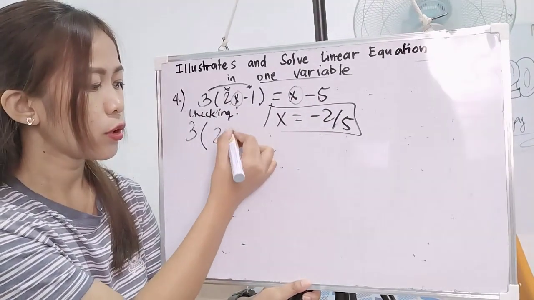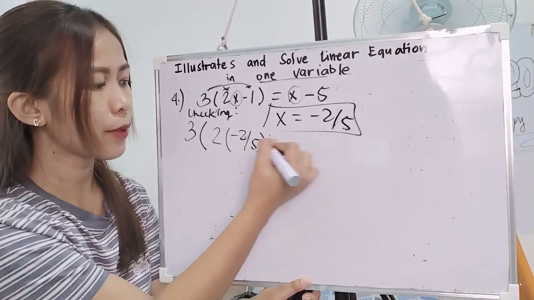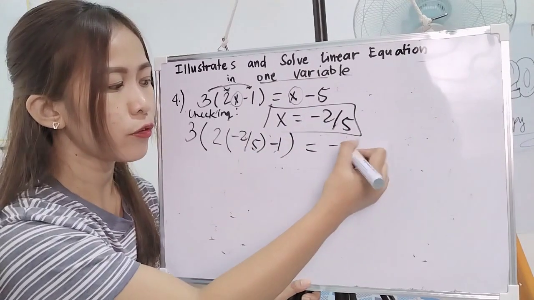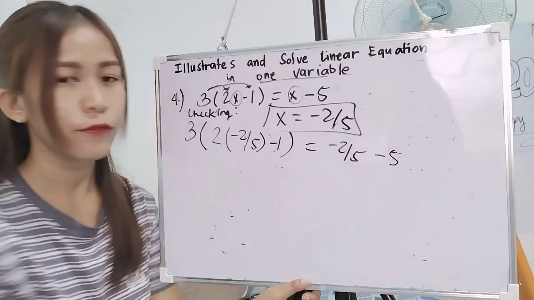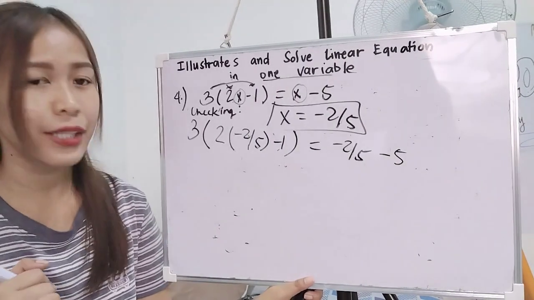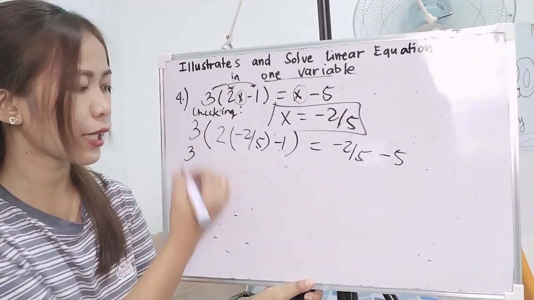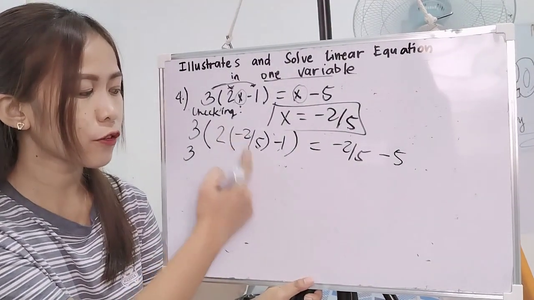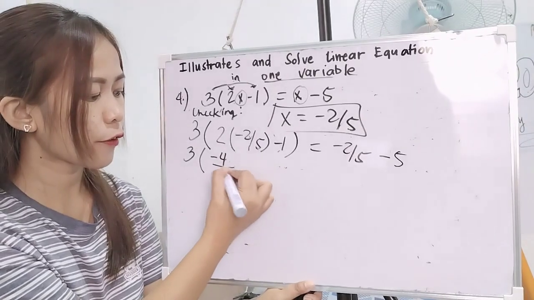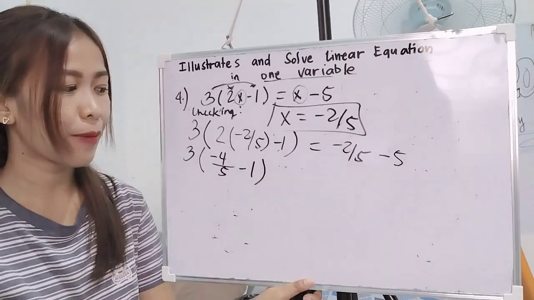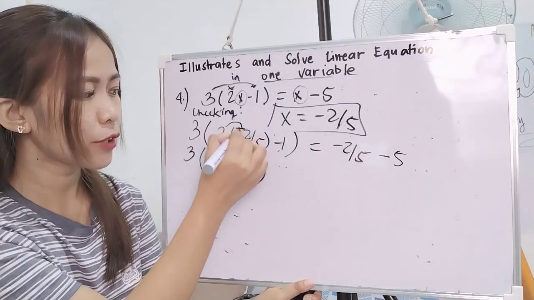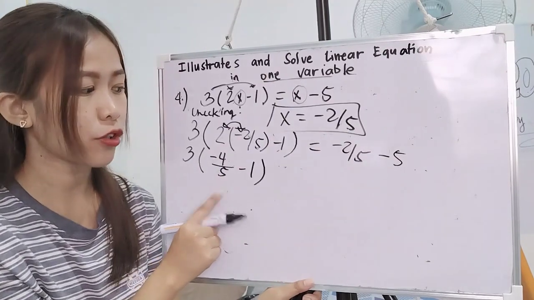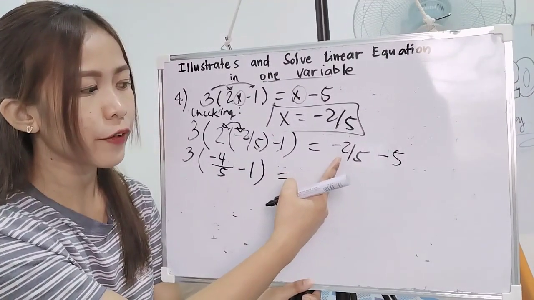Okay, so we have 2 times negative 2 over 5 minus 1, ayan, equals negative 2 over 5 minus 5. Okay? Then, syempre, just simplify. Baba muna natin si 3 kasi kailangan natin unahin yung nasa loob ng parentheses. And then, 2 times negative 2 over 5, that is negative 4 over 5 minus 1. Diba? So, kapag ganyan, ang imumultiply nyo lang ay itong whole number and the numerator. And then, copy the denominator. Equals negative 2 over 5 minus 5.